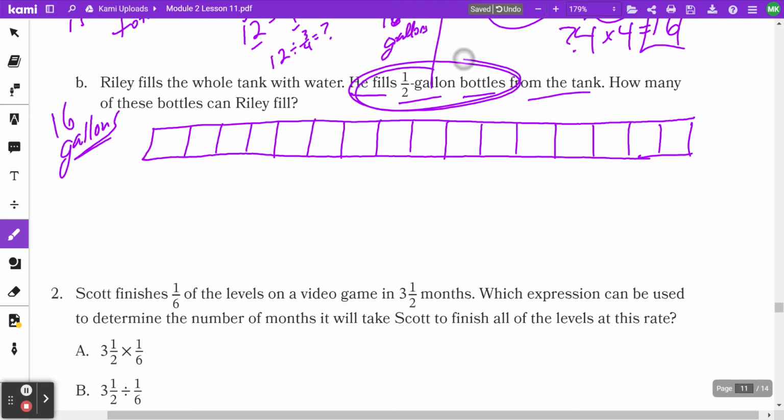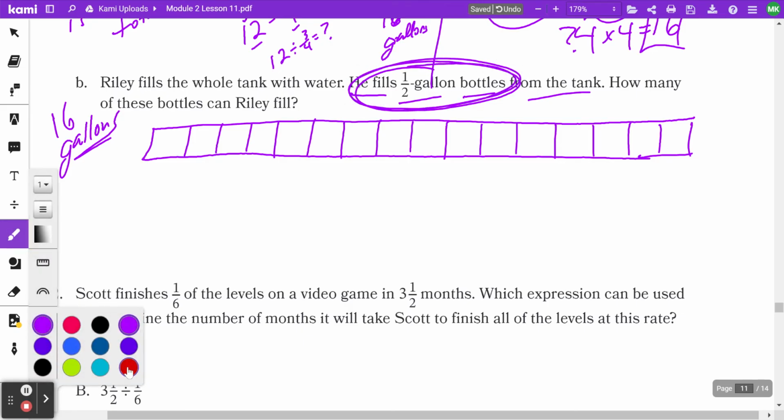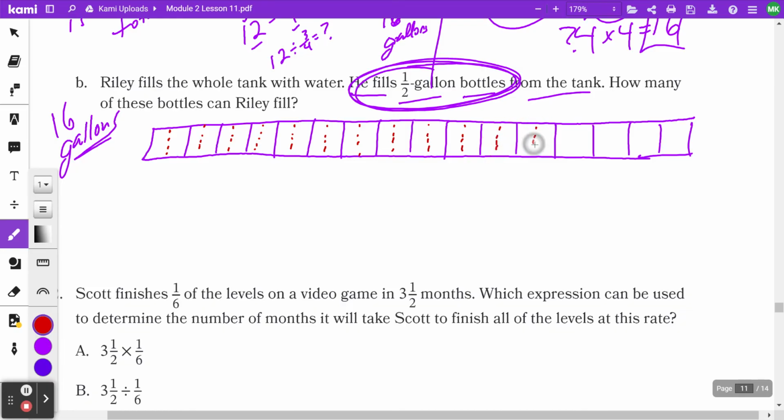Now, if I'm filling bottles that are a half gallon each, well, I'm going to change my color here. That's going to mean that I'm going to split every one of these gallons in half. Now, if I do that, every new box is worth half a gallon. Now that every box is worth a half gallon, I know exactly how many bottles I can fill. All I have to do is count all the little boxes.